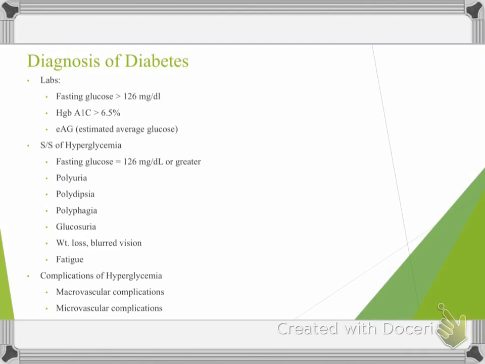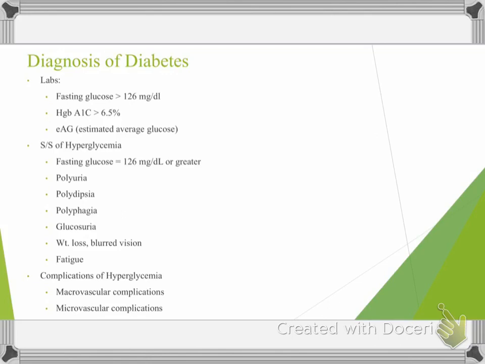There are also signs and symptoms of hyperglycemia. You absolutely need to know these. A fasting glucose of 126 or greater, they're going to have polyuria. Why do they have polyuria? Because they have increased urinary output because of the osmotic diuresis from the increased sugar concentration in their urine. Okay, that's just going to draw in lots of fluid. They have polydipsia, which is increased thirst. Because you have increased urinary output, you're basically dehydrating yourself, so you're really thirsty.